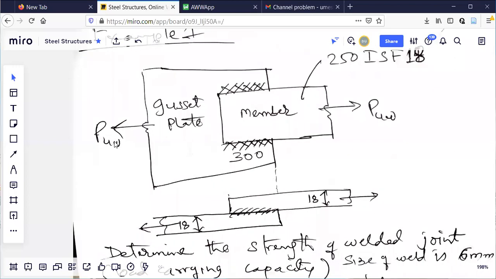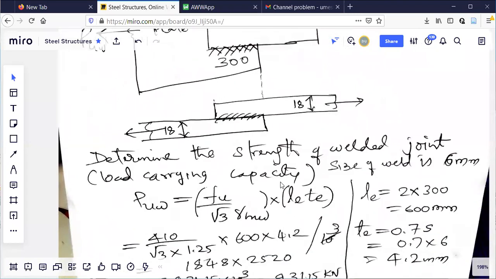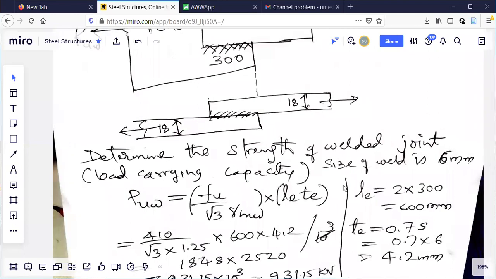So here, my job is to find the load carrying capacity of this joint. A member is connected to a gusset plate using welds. How much force can it carry? How much force before it breaks? That has to be calculated here. Determine the strength of the welded joint, or load carrying capacity, when the size of the weld is 6 mm. So this is important here.